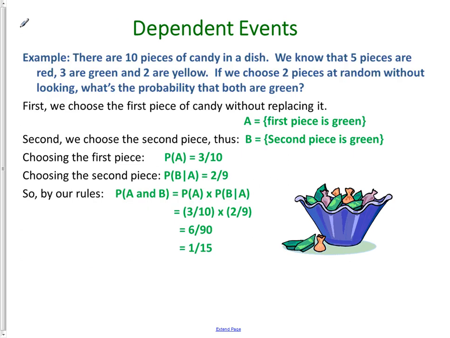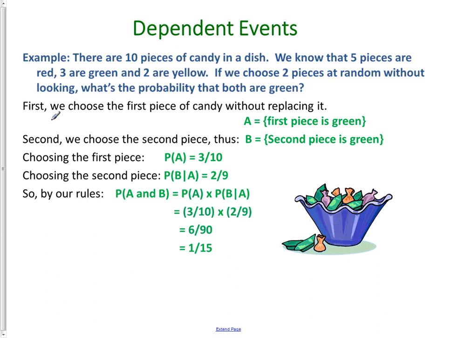What if they're dependent? Here's an example. Let's say there's 10 pieces of candy in a dish. There are 5 pieces that are red, 3 that are green, and 2 that are yellow. If we choose 2 pieces at random without looking and without replacing the candy, what's the probability that both pieces of candy we choose are green?